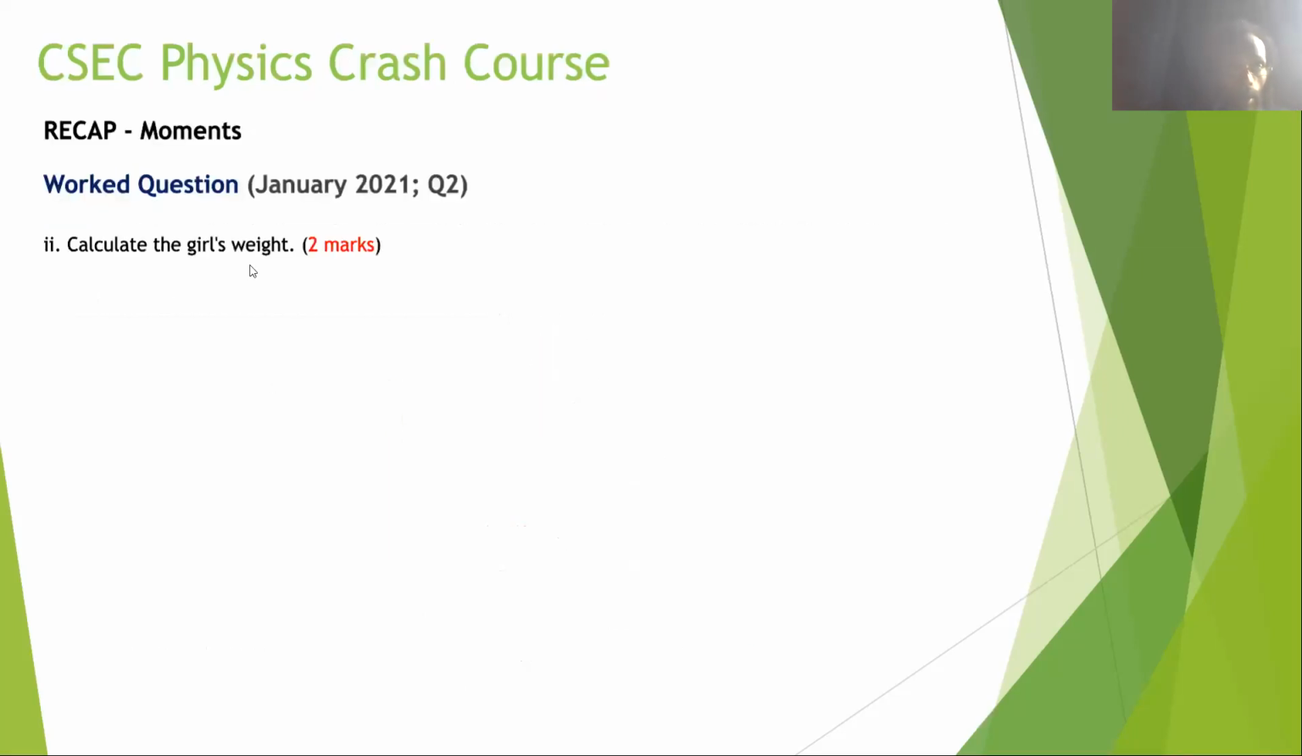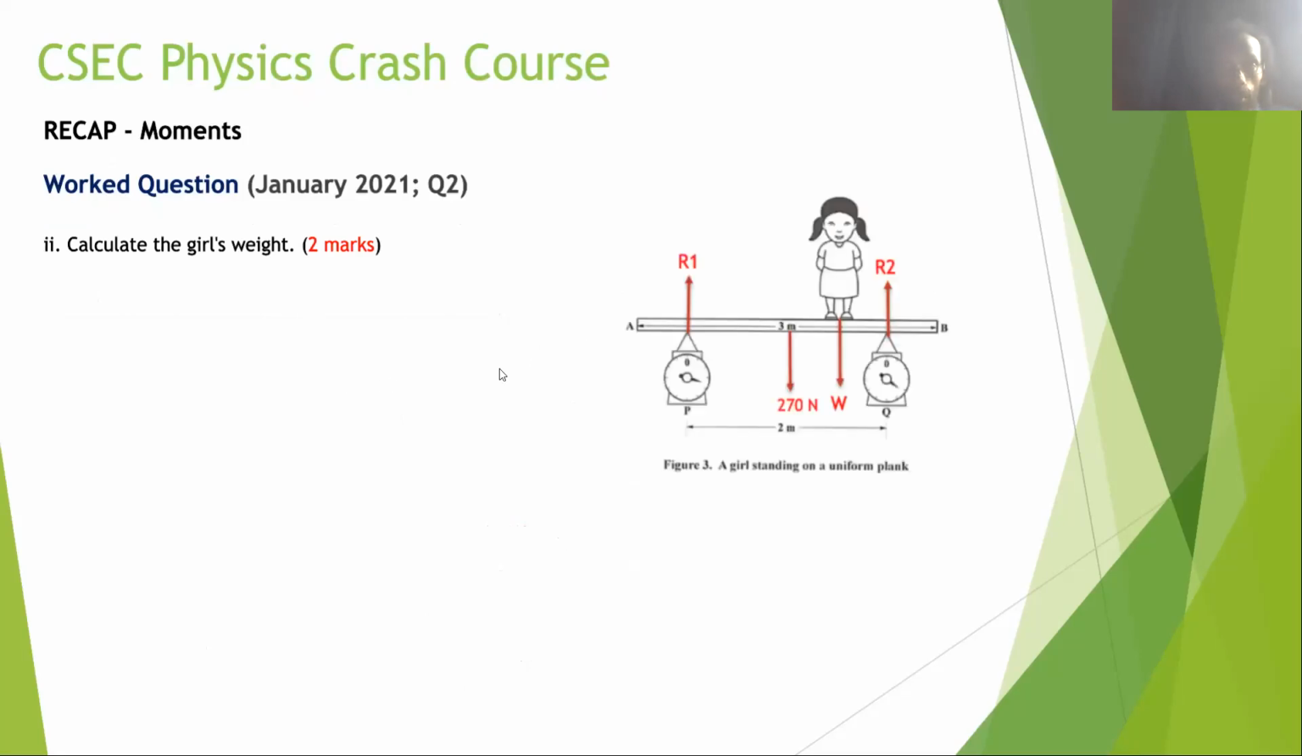Next part of the question, calculate the girl's weight. And we have a completed diagram just to remind us. And what we do is to look at what R1 and R2 are equal to first, because from Newton's third law, we know that whatever force is registered on the scale, that same force will be acting upwards where the plank is being supported, right? So the upward reaction forces are 354 newtons and 417 newtons respectively.